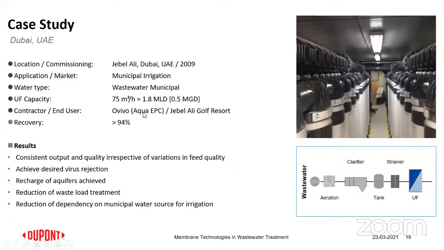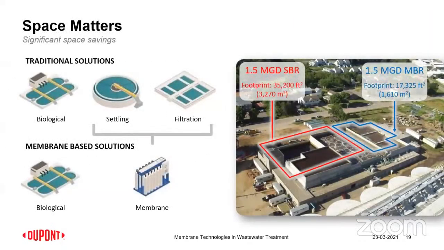Now we spoke about using just UF for filtration. You could do a little bit more by combining it with biology. And why do we do it? Because space matters. In conventional processes, you have biological treatment, let's say with submerged aeration or surface aeration. Then you have a settling process and then tertiary filtration.